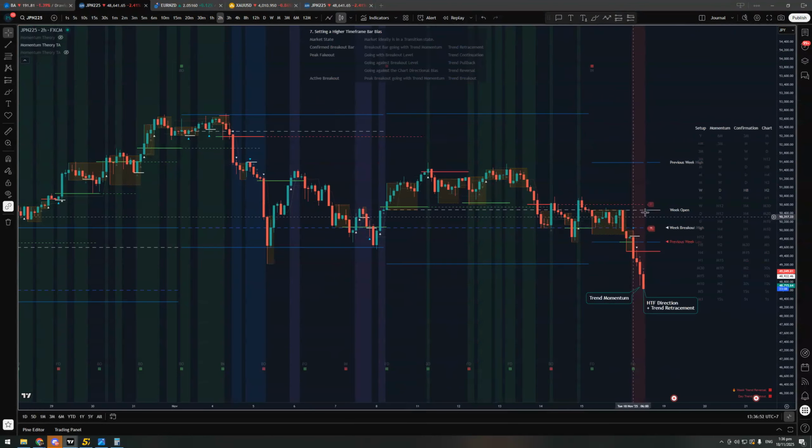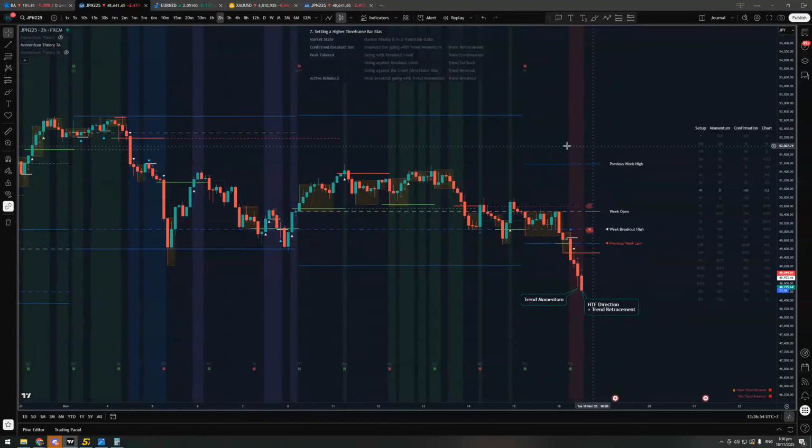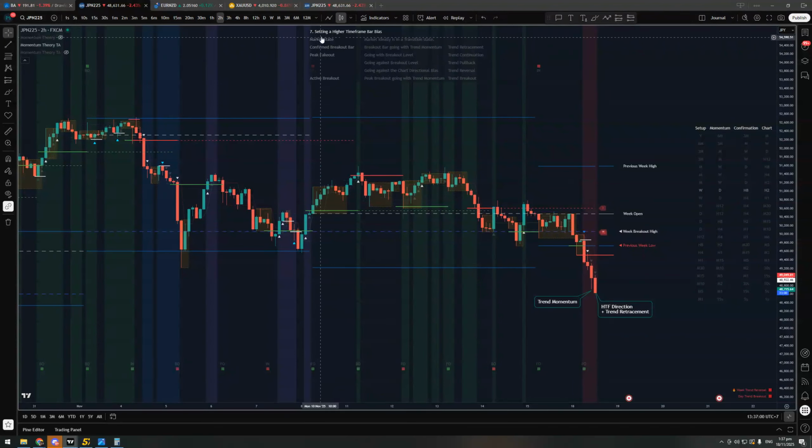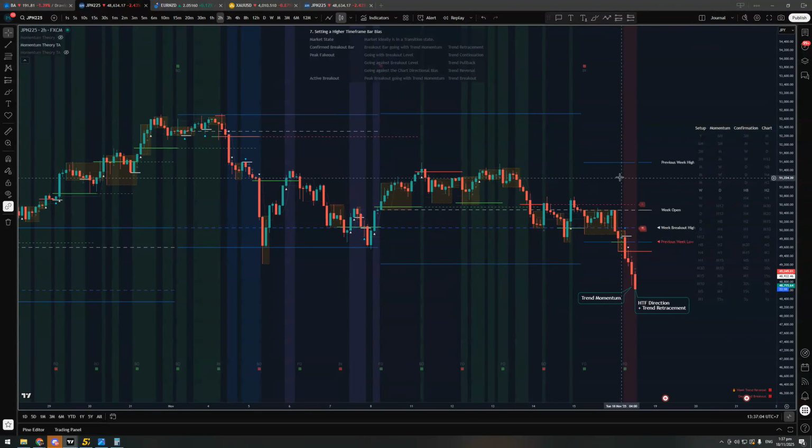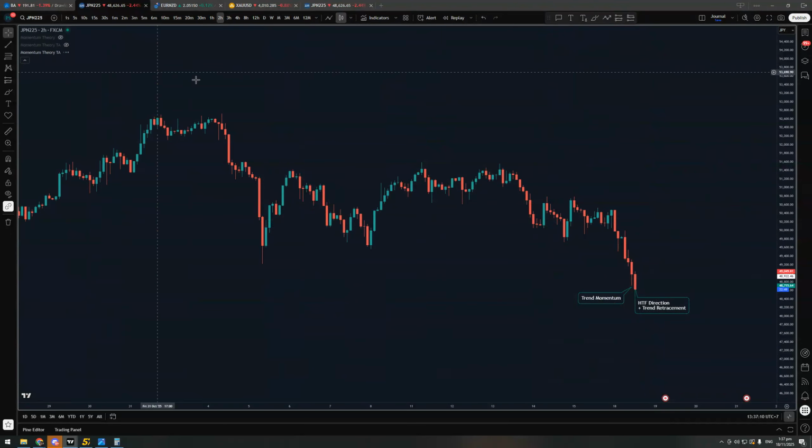So I'm going to talk about this in my upcoming course. I'm developing an indicator that discusses all these things, and in lesson 7, I'm going to talk about how to set a hard time frame bar bias. On the H2, we have strong trend momentum here. So this is a level 1 trend momentum.